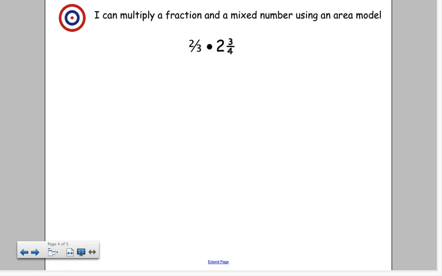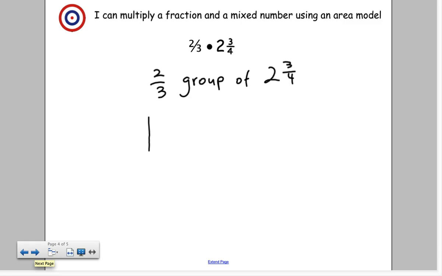All right, let's do one last example here. In this example, we're going to be doing 2/3 times 2 3/4. Or another way to look at this is we're going to make a 2/3 size group of 2 and 3/4. Again, multiplication is either repeated addition or making groups. And so here we go.